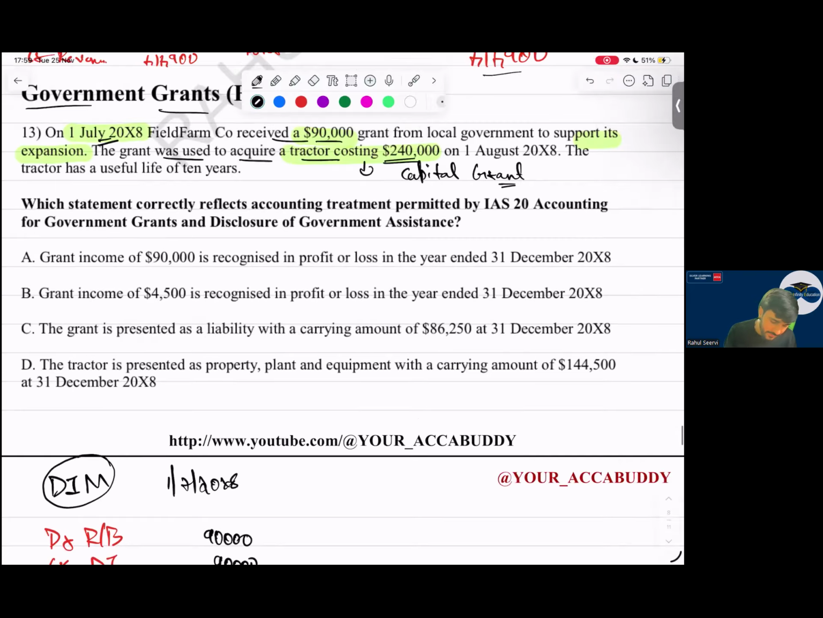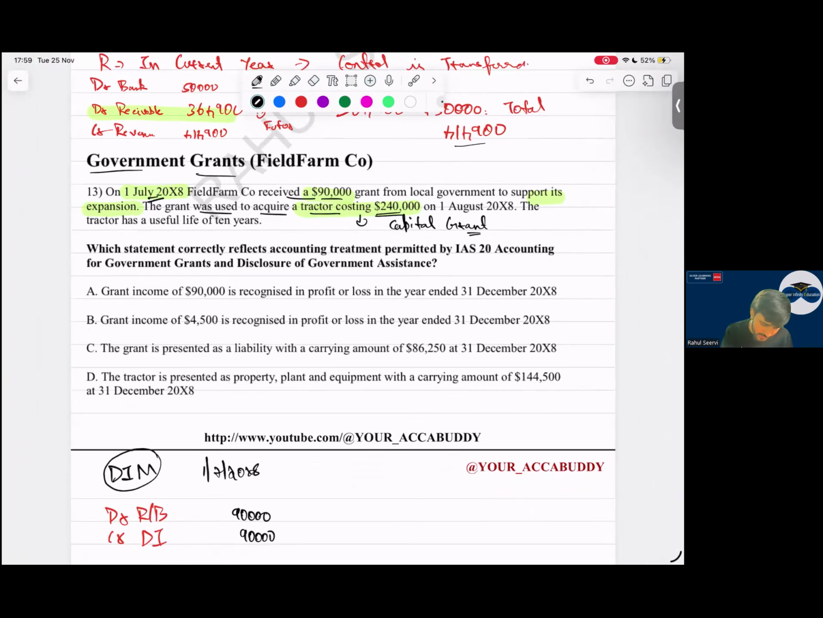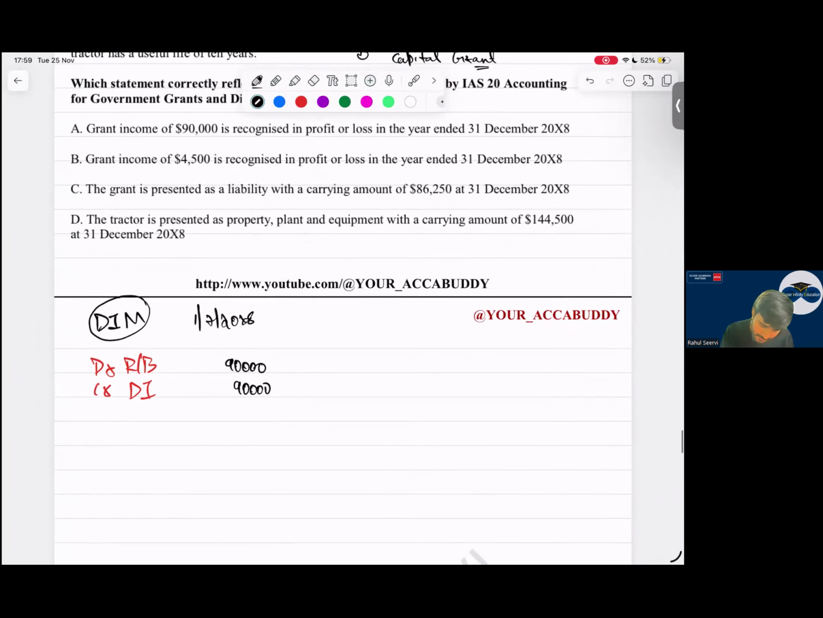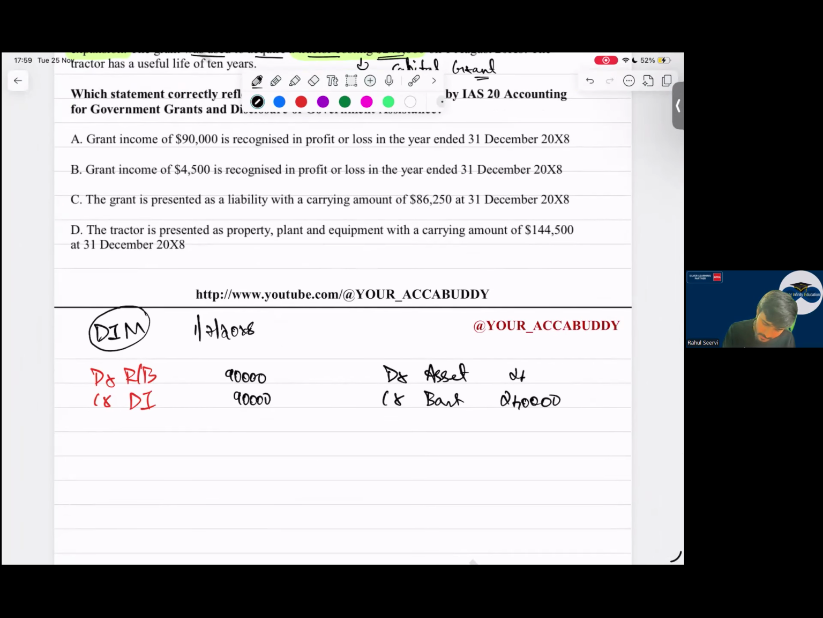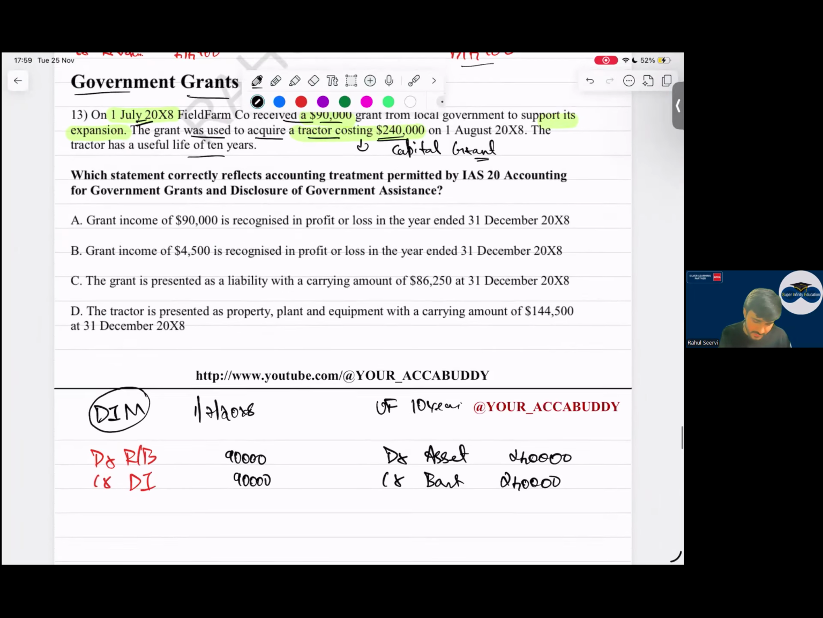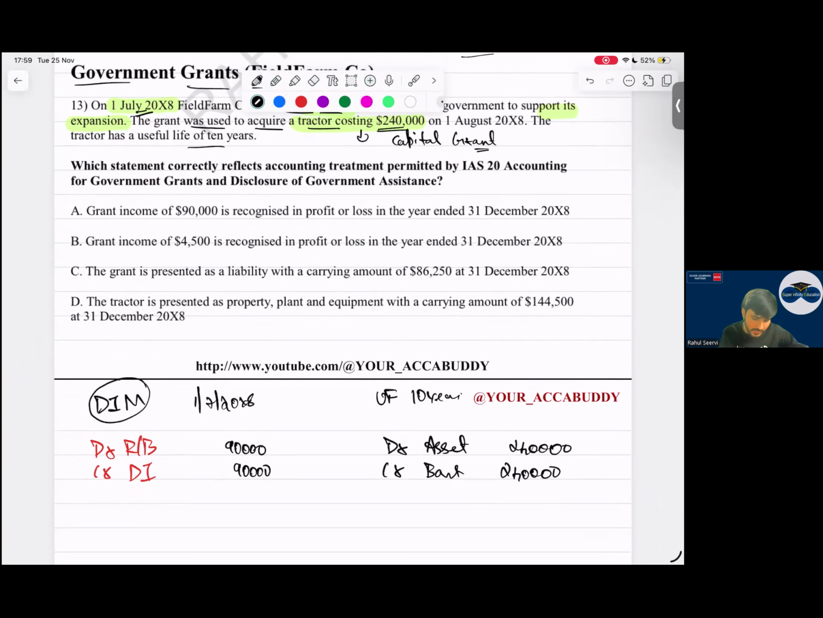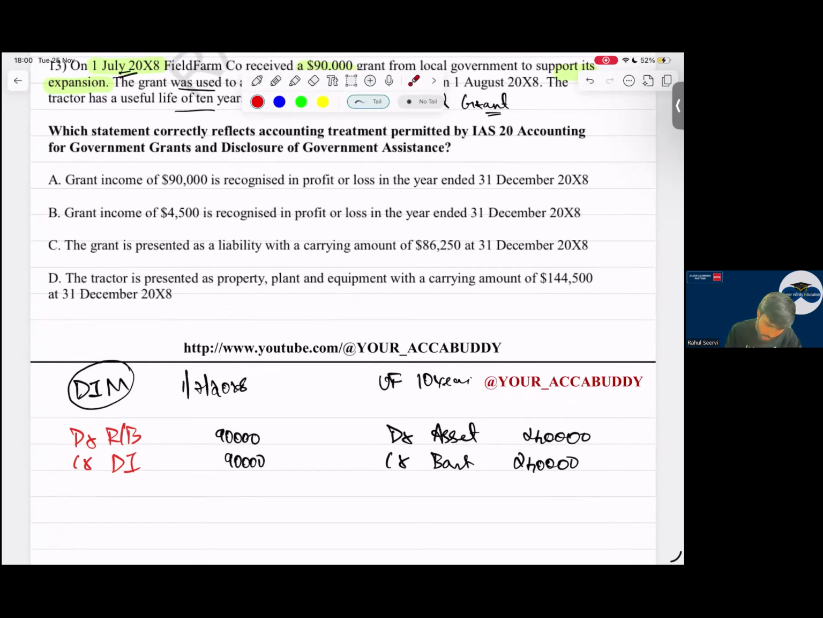We have purchased an asset costing how much? 240,000. Debit asset, credit bank, 240,000. Then the useful life is what, sir? 10 years. Now, what should we do here? See here, we are following deferred income. This is the most preferred method, etc.